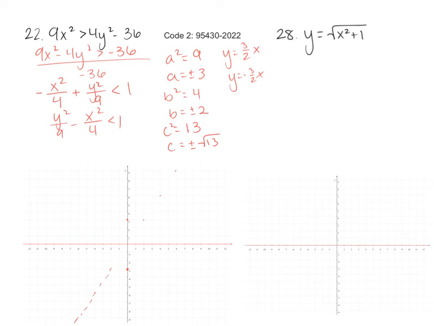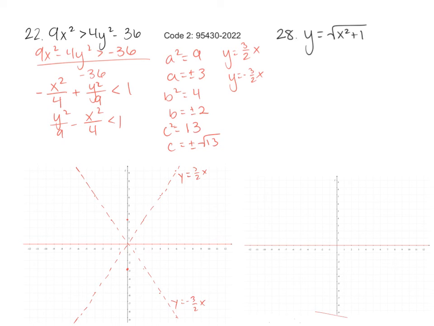Draw our graph. Not a very straight asymptote. I apologize. And then we go down 3 to the right 2. Okay, so we've got y equals 3 halves x and y equals negative 3 halves x.